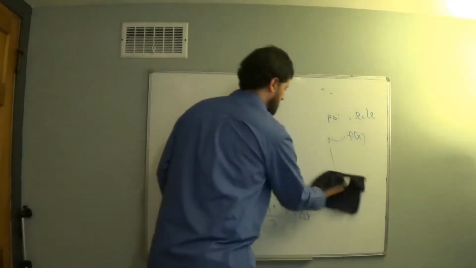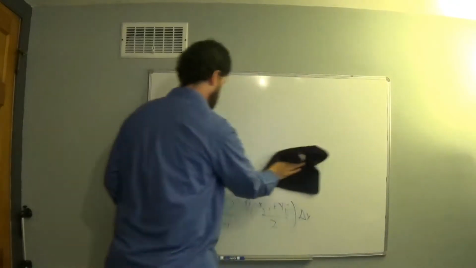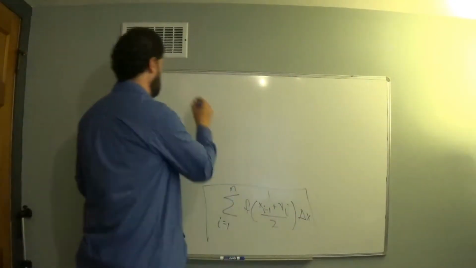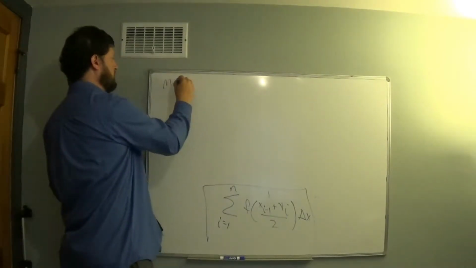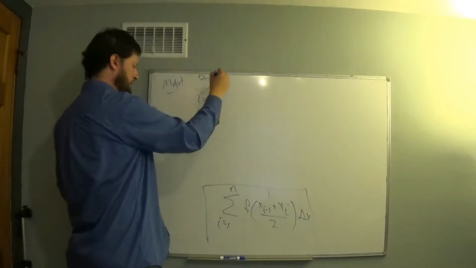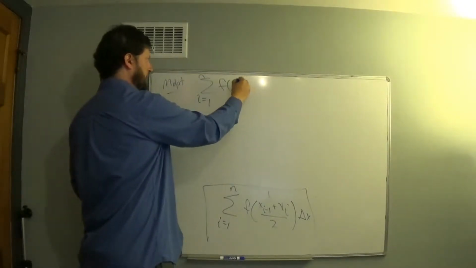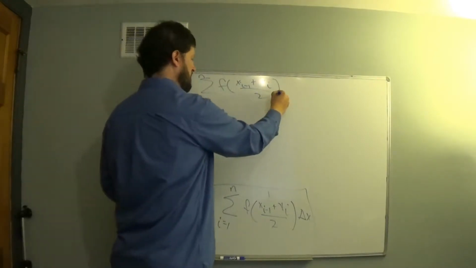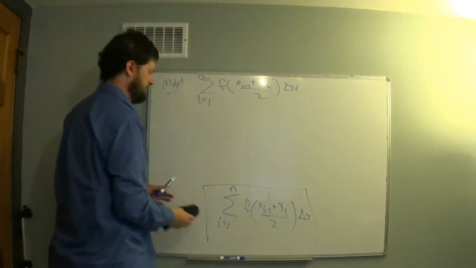So let's just look at one example of that. So this is our midpoint rule. The formula that we use is the sum from i equals 1 to n of f at (x_{i-1} + x_i) all over 2, multiplied by delta x.